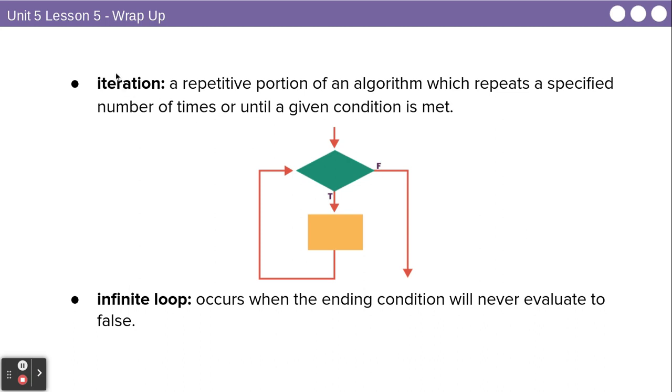All right, and just remember the term iteration is just another word for a repetitive portion, to repeat. And an infinite loop would occur when an ending condition will never evaluate to false. So remember, if you're not increasing the steps each time, so if it just keeps saying true, true, true, you're going to stay in that loop. If it's never false, you won't exit the loop and it'll be infinite.